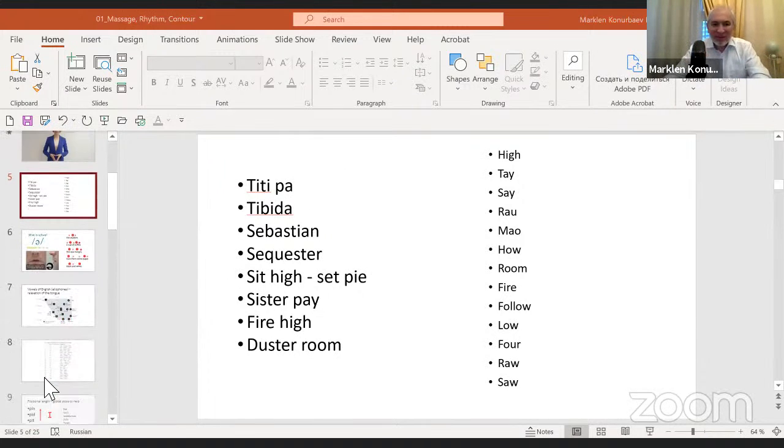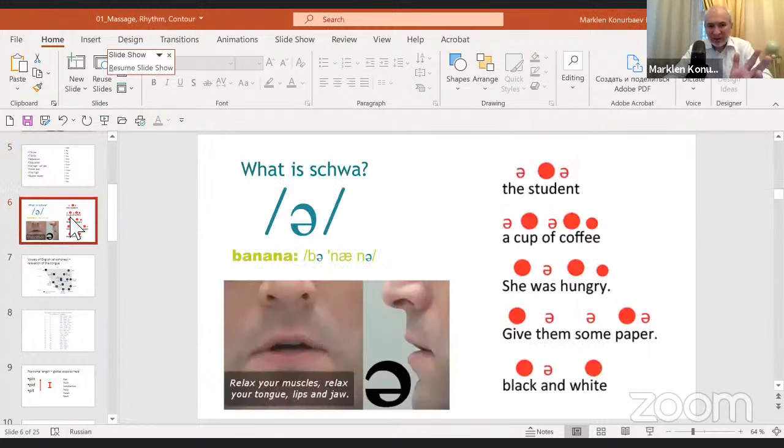Then comes one more sound that is very general for everyone, and this is schwa, as I was teaching you last time. You also see whether you can, after the relaxation exercises, produce it at all. You see, I'm saying student. There is a range of phrases where instead of going with great difficulty through many sounds, I choose only one sound everywhere. I'm saying the student. I'm not saying their student. I'm saying the student. A cup of coffee. A cup of coffee. She was hungry. Give them some paper, black and white.